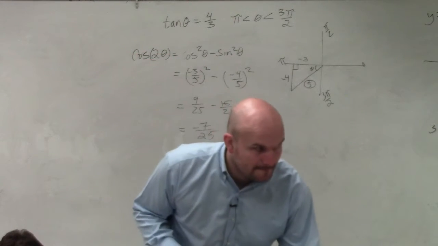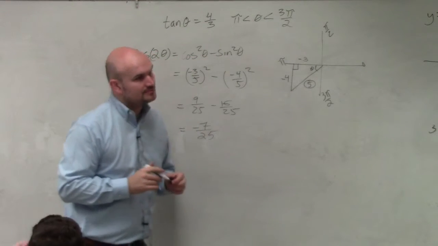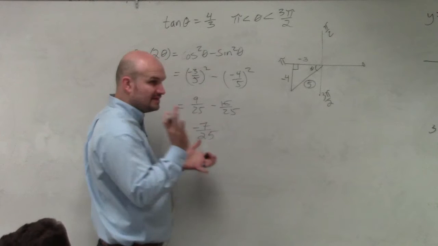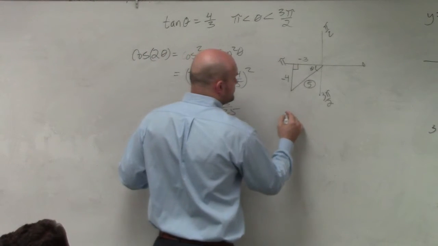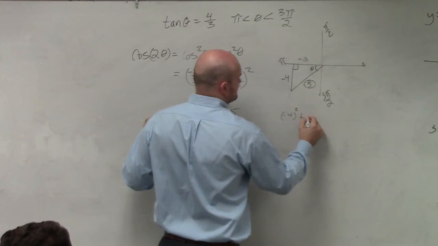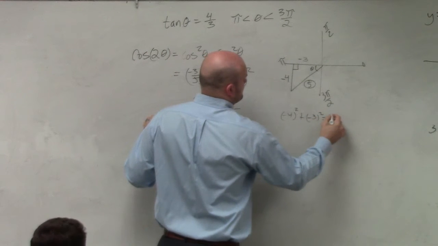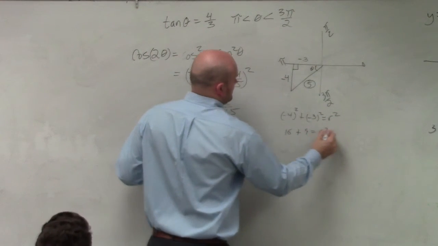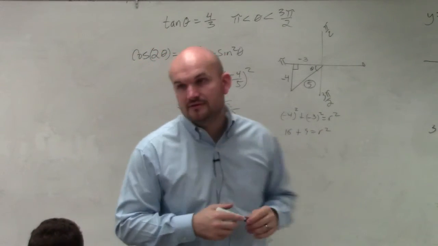Yes? 5 is always going to be positive. The hypotenuse is always positive. And if you do the Pythagorean theorem, you'll see that would be +5. Yes, Alma?